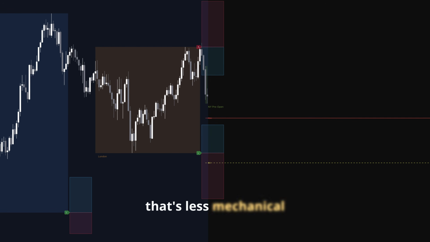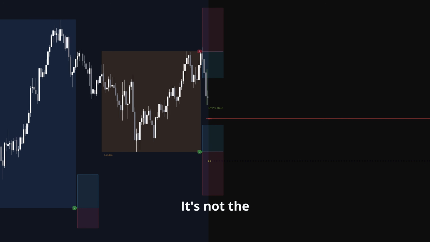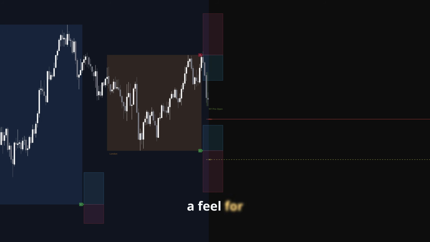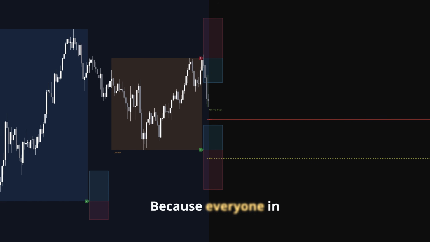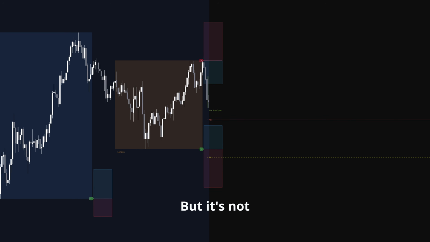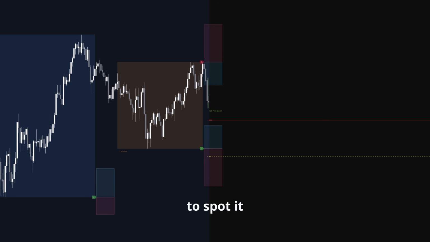Now the part that's less mechanical. This is the judgment layer. It sits on top of the setup. It's not the system itself. After enough reps trading this, you start to get a feel for where price is likely to react. And I want to be careful here, because everyone in trading says, trust your gut, and it means nothing. But it's not really a feeling. It's just confluence I've seen play out enough times to spot it quickly.